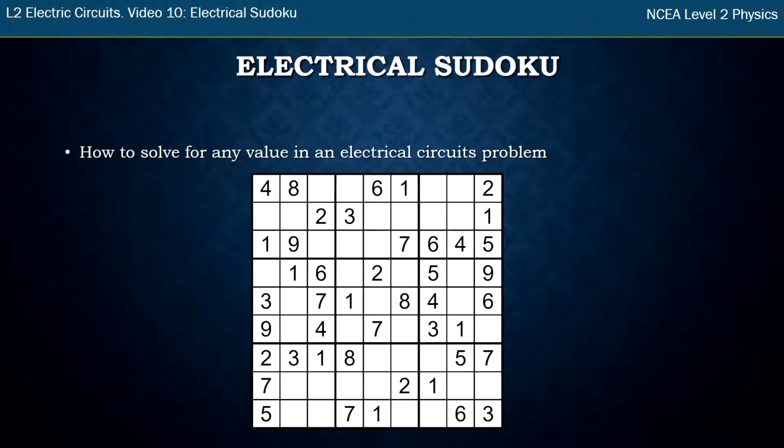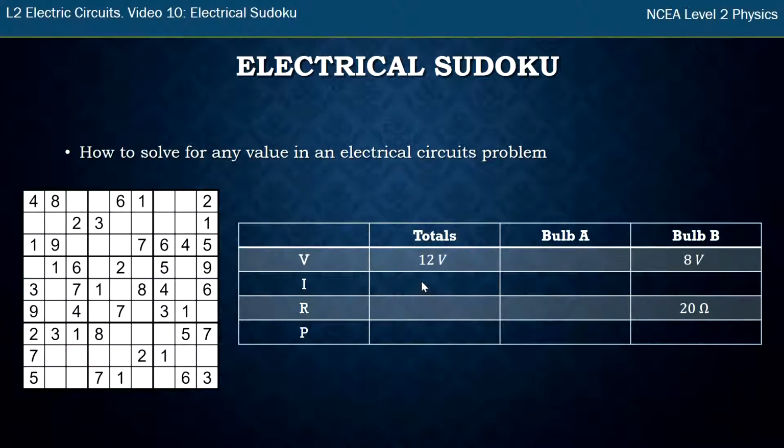So Sudoku is a game you may have played online or on paper, but in Sudoku you're trying to fill in all the columns and all the rows. You use information horizontally to fill in the horizontal and vertically, and you can use combinations of information in the up and down and the across to solve everything. And that's sort of how I think of solving these circuits problems, and effectively it solves to every single value in an electric circuits problem.